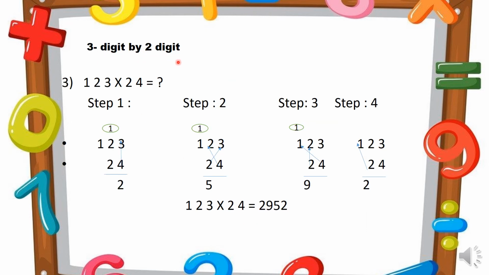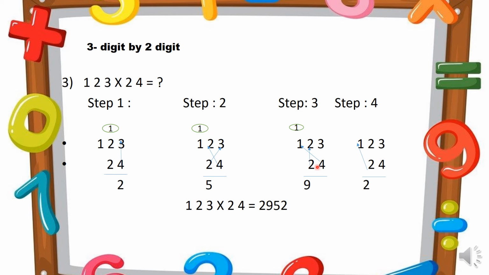3 digit by 2 digit. 123 is multiplied by 24. What will be the answer? 2952. Just look at the arrow marks and start doing the multiplication by yourself. 4 3s are 12. Okay, 1 is given as carry at the tens place. Next step. 2 4s are 8 plus 2 3s are 6. 8 plus 6, what will be the result? It will be 14. 14 plus carry 1 is 15. So again 5 you have to place here and 1 at the hundreds place.